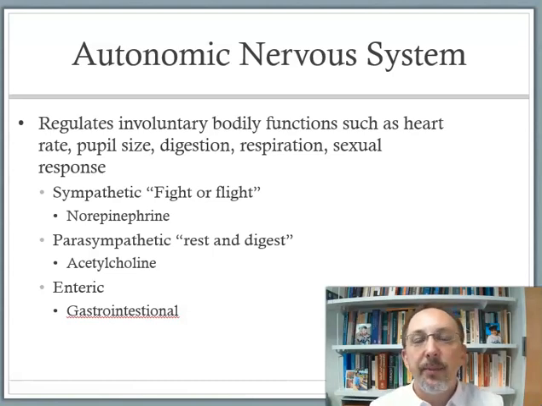And the primary neurotransmitter involved in the sympathetic nervous system is norepinephrine. And for the parasympathetic, it's acetylcholine. And we recall from our neurotransmitters how these things function.